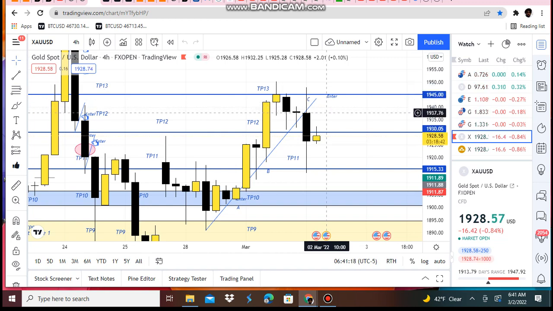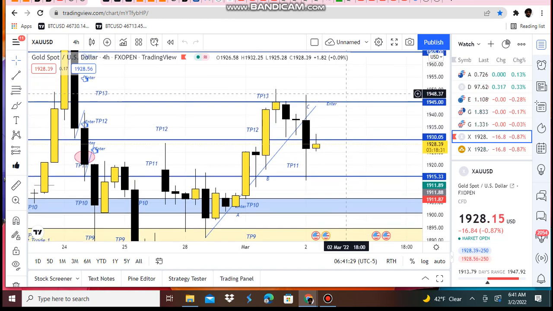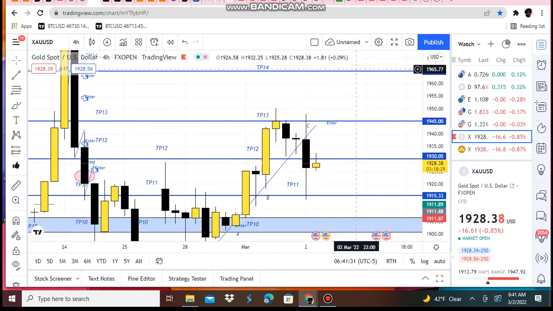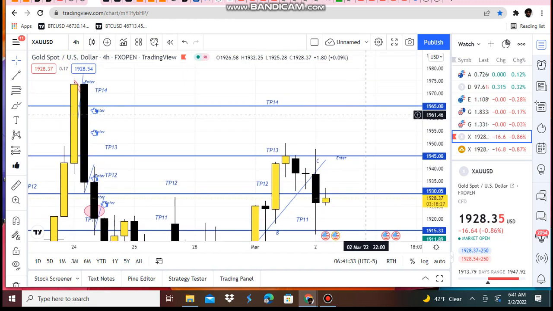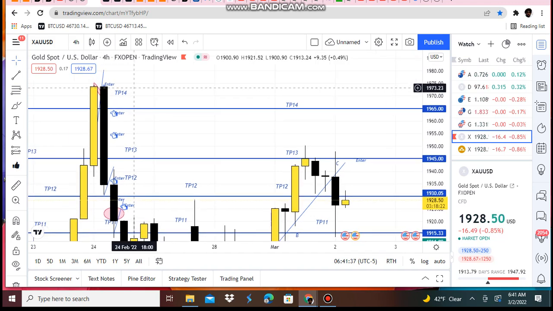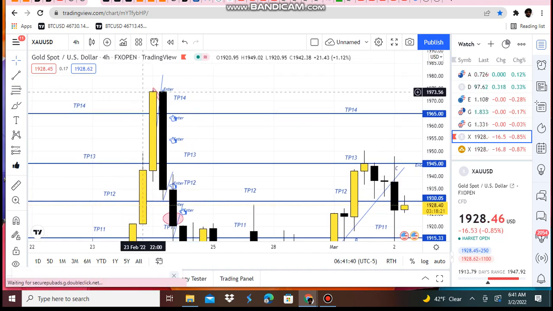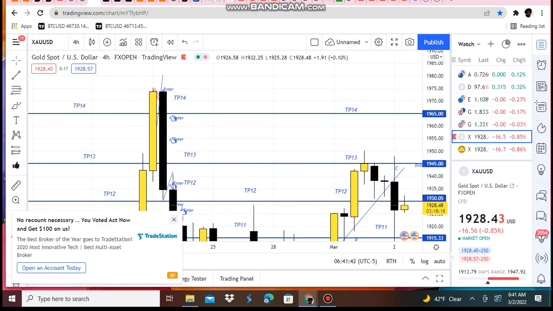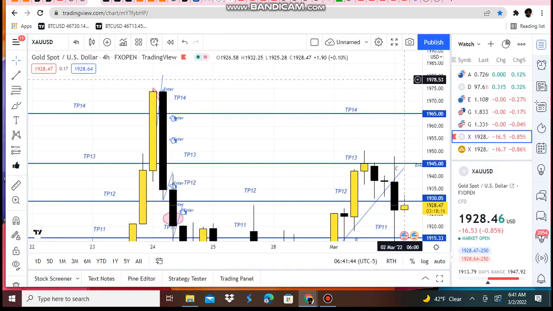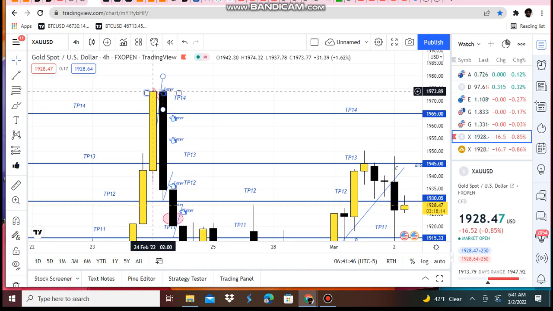Once it breaks this trend line, 1937, it starts wicking, letting us know that sellers are pushing price back down and it rejects off of take profit 13, letting us know it doesn't want to go to take profit 14, 1965. We could be heading back up to 1974, where we were just at last week, February 24th, 2022.